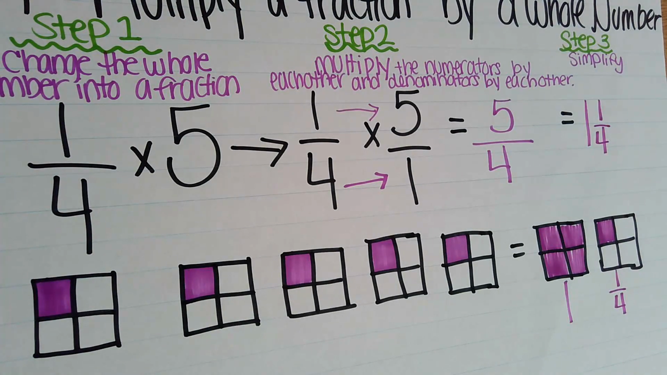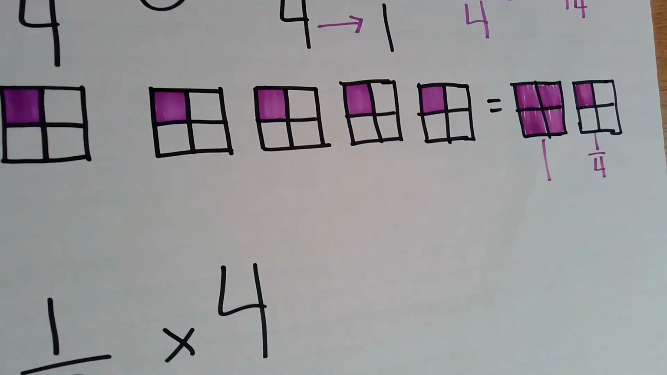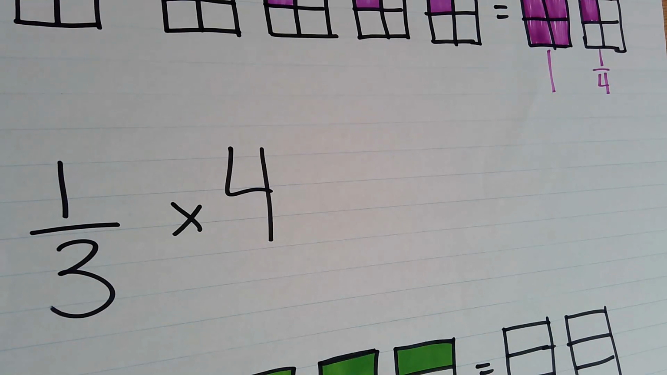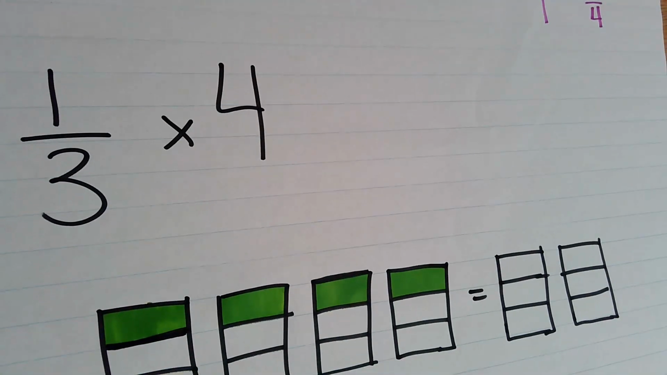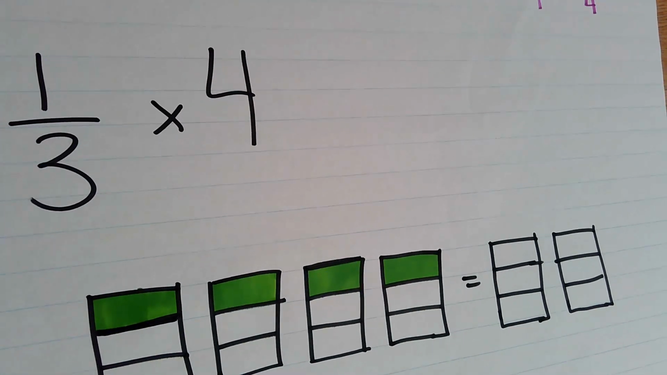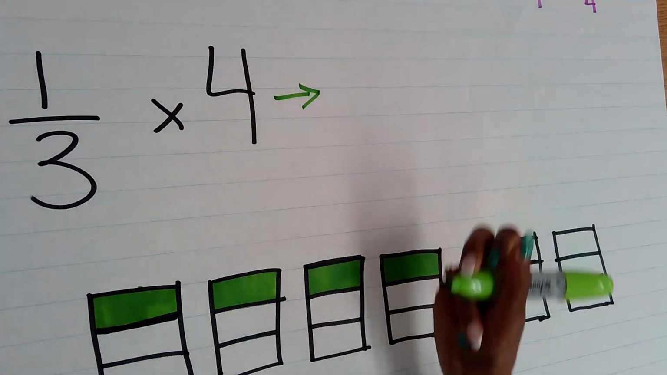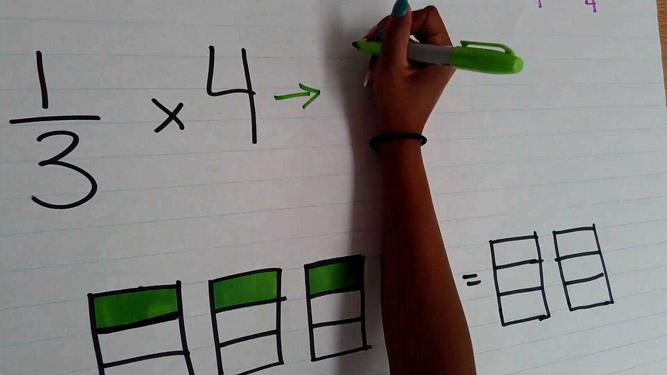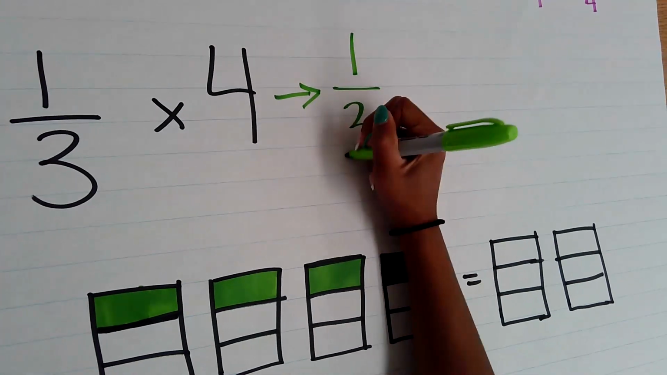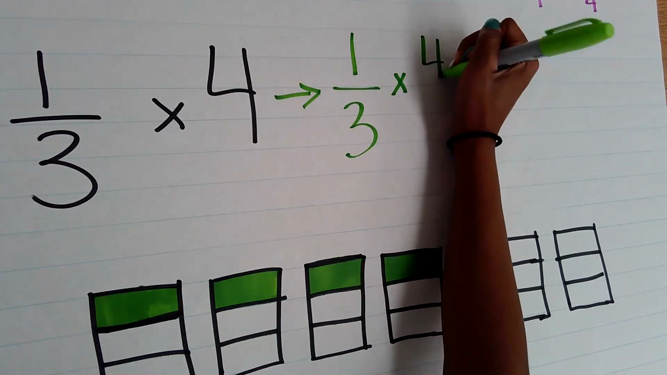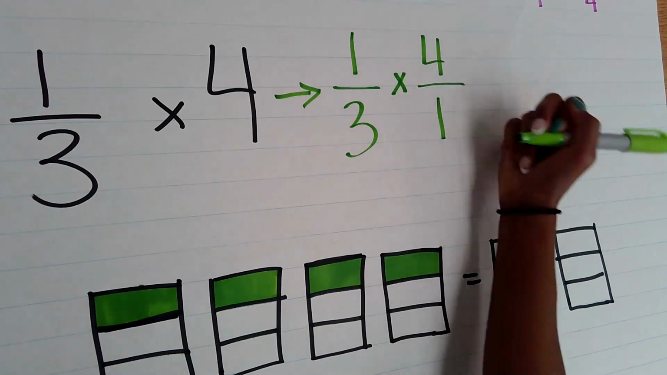Let's look at another example. We're going to follow the same steps when solving this one. So I have 1/3 times 4. The first thing I want to do, I want to take my whole number and I want to turn it into a fraction. So I'm going to keep 1/3 the same, but I'm going to put 4 over 1.